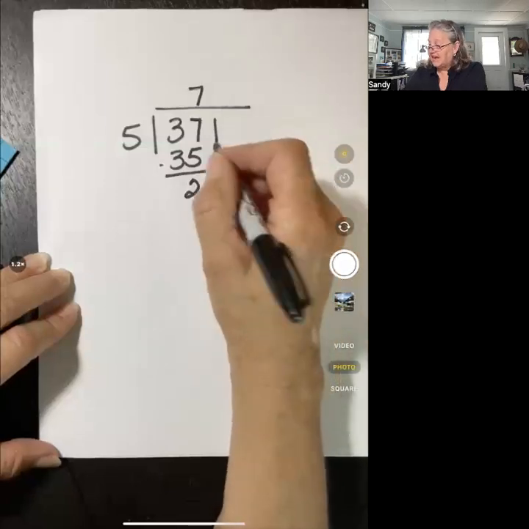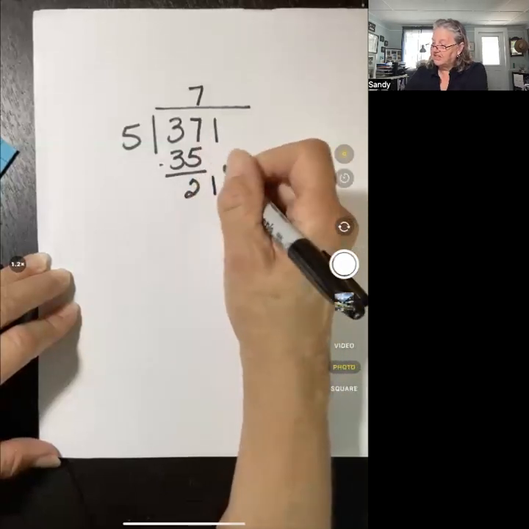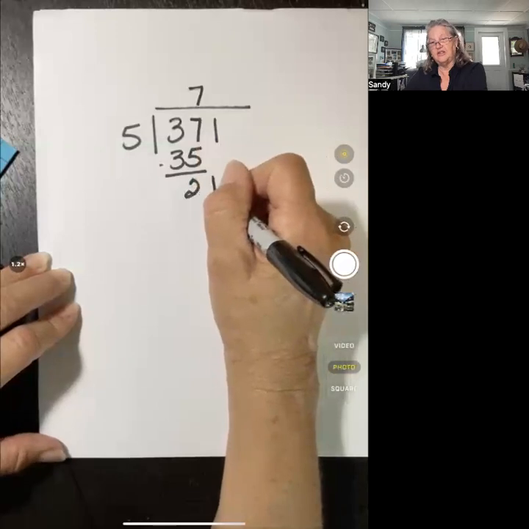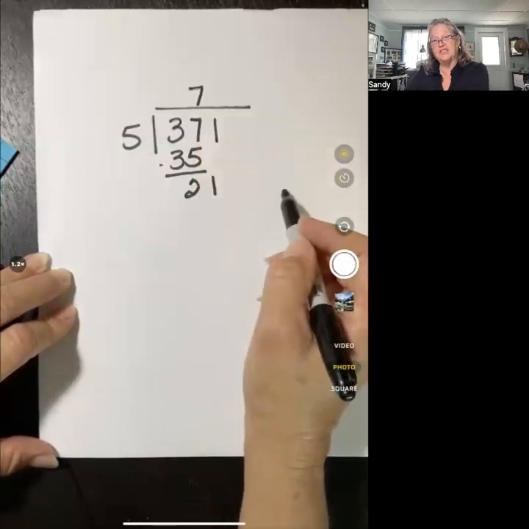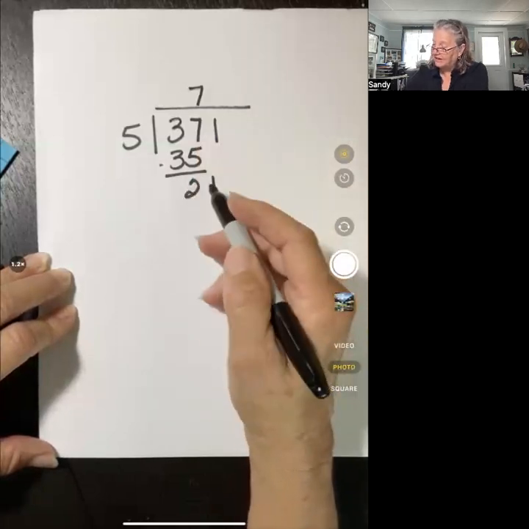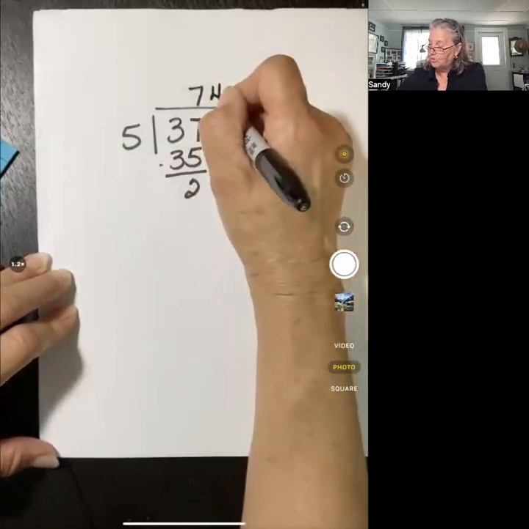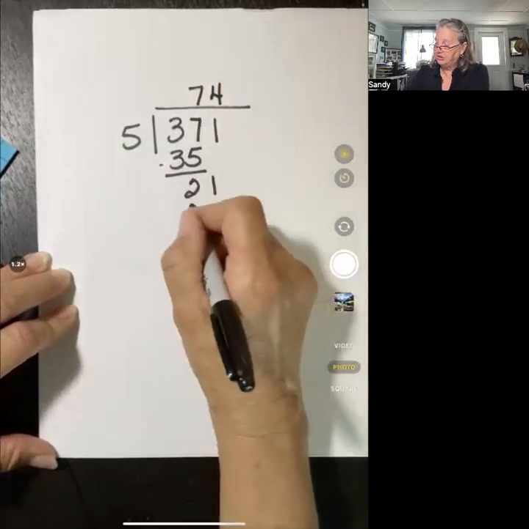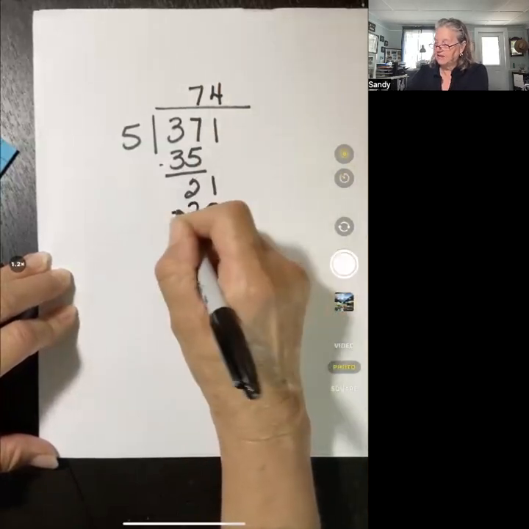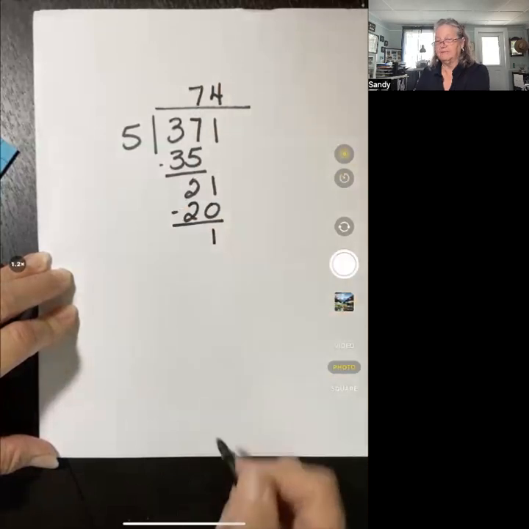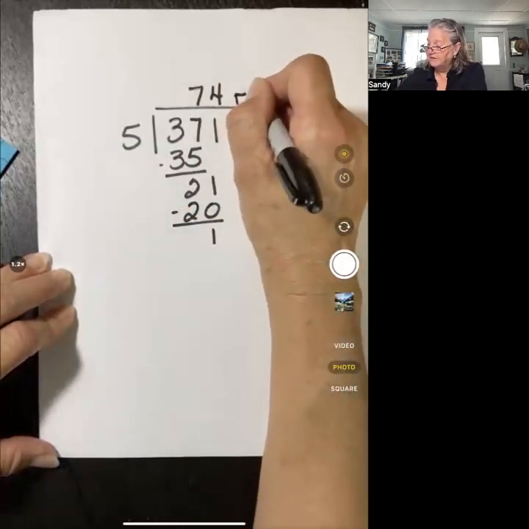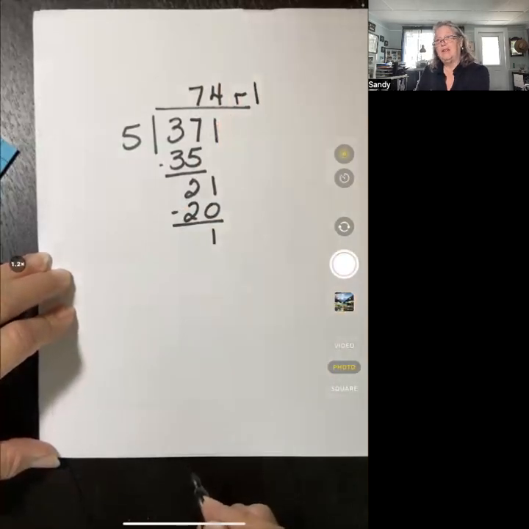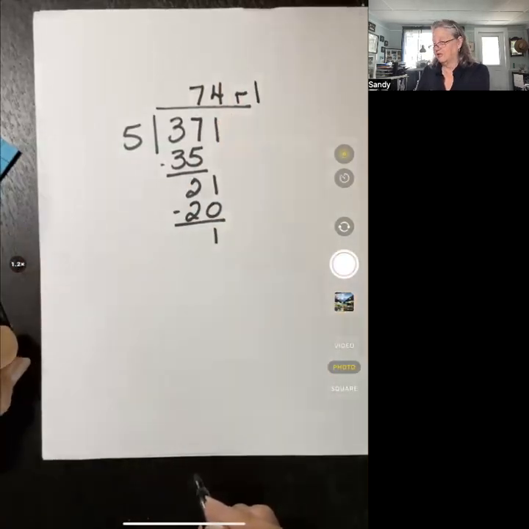Now, I have this 1, so I can think of this as 2 tens and a 1. Or I can think of this as 21 ones. And if I separate this into 5 equal groups, I'll be able to put 4 in each group. That will use up 20 of them. I'll have 1 left over. Now, I can either write this as a remainder of 1, right? We'll have 1 individual left over.